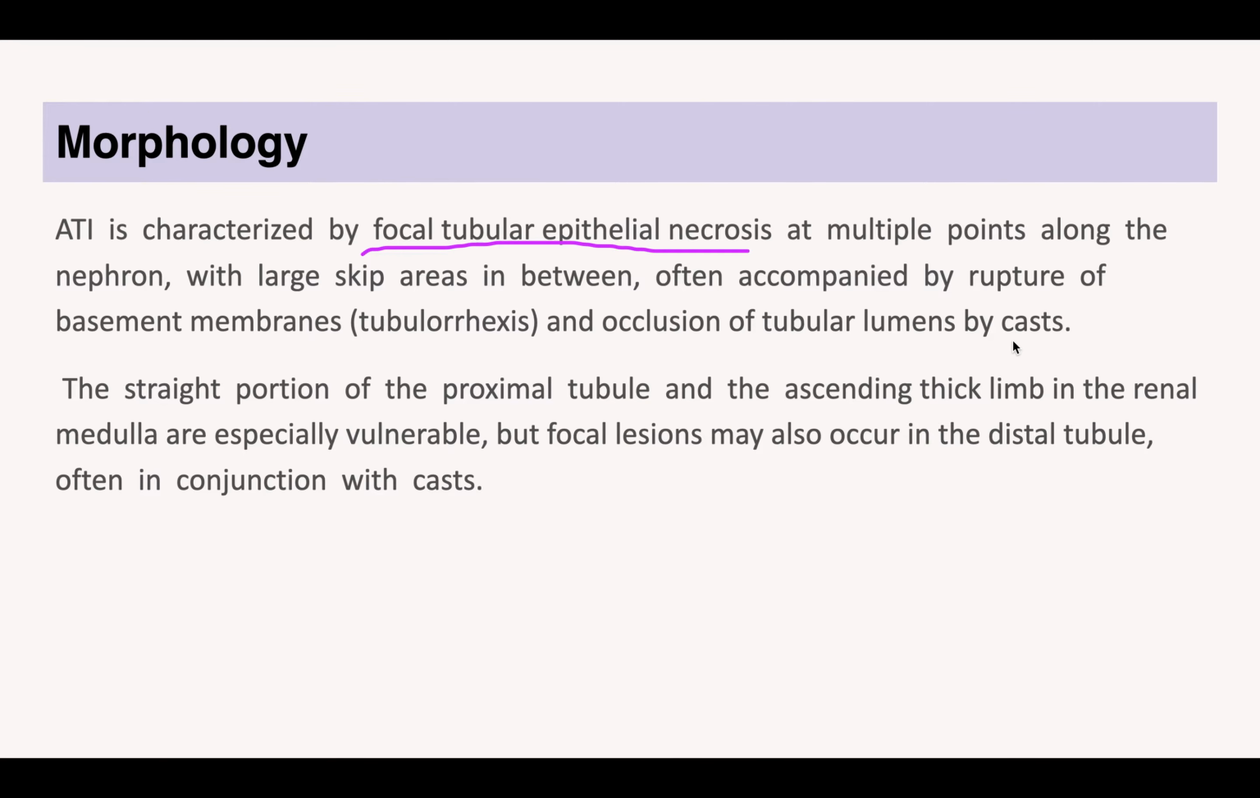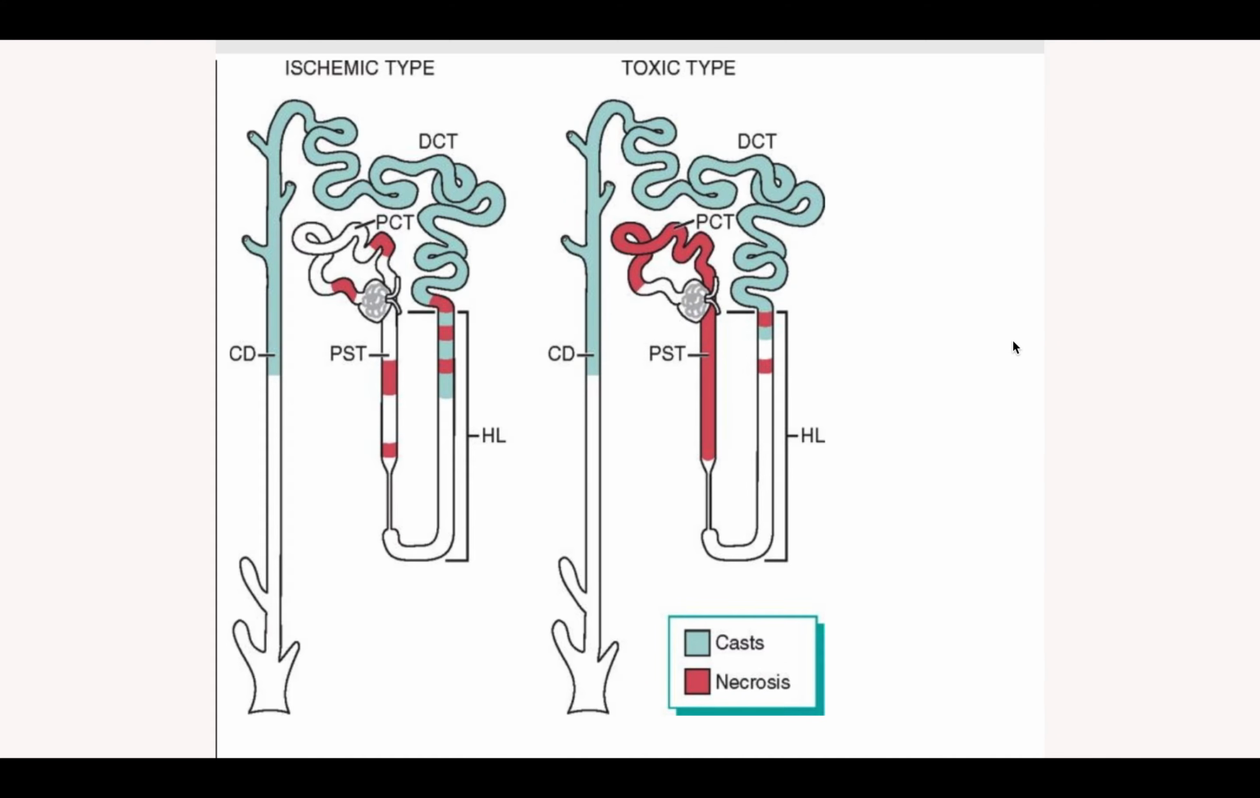So what happens here, you can see in this diagram, there are two types. There is the ischemic type and then there is the toxic type. So what is the difference in morphology? If you see the tubules, in the ischemic part, the red part denotes the necrosis, and the blue part denotes the casts. So two things are there.